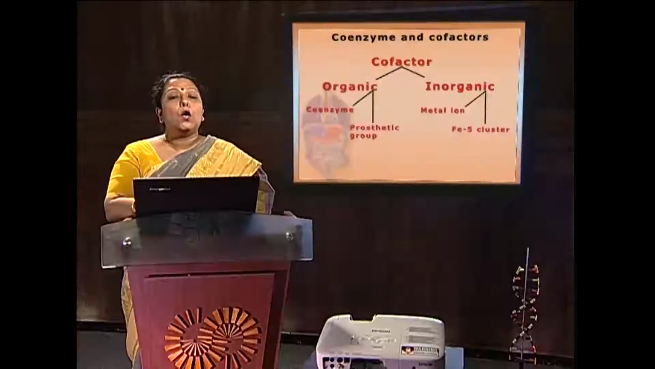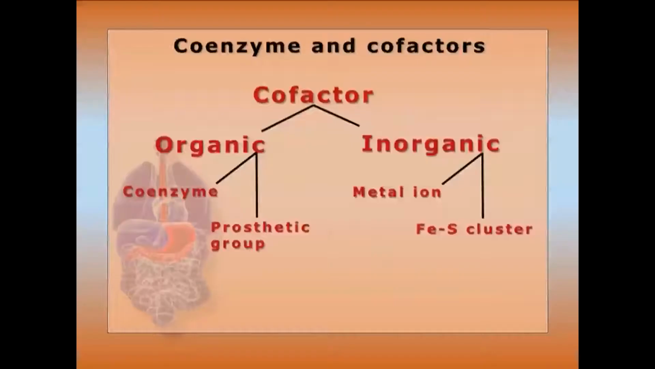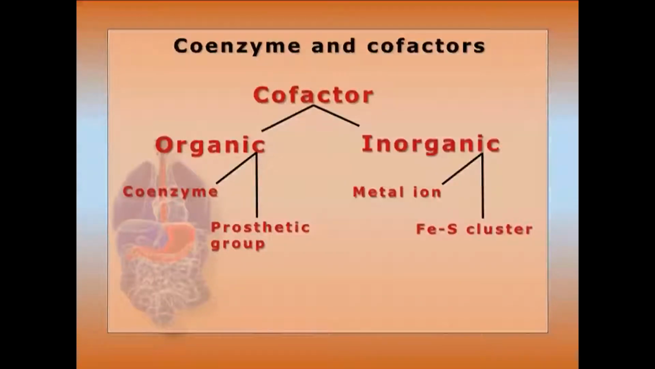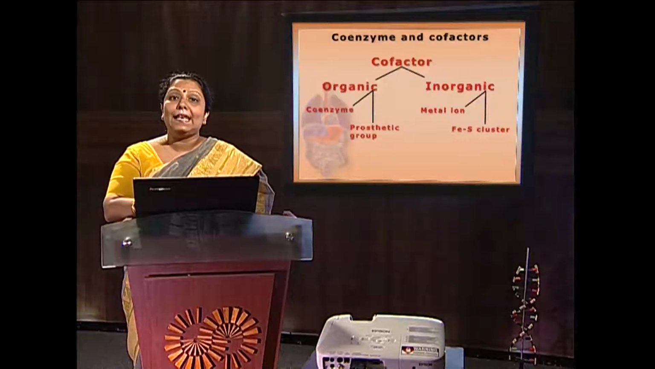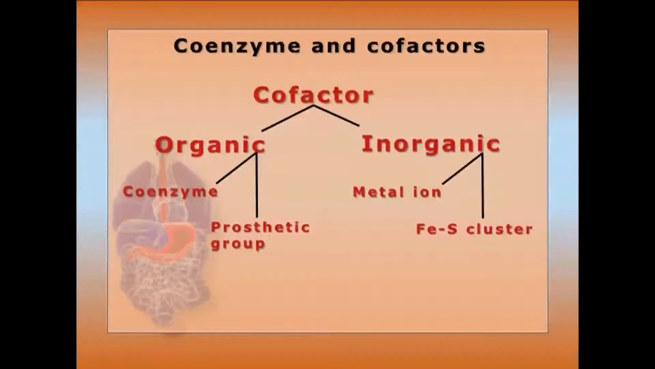Coenzymes and cofactors. Cofactors are non-protein, small molecular weight compounds or ions that help in catalysis. So, they are co-catalysts. They may act as bridging molecules, they can stabilize the enzyme-substrate complex, or they can help in charge transfer as well. They may be organic or inorganic. Organic may be coenzyme or prosthetic group. If it is tightly bound, it is called a prosthetic group, like thiamine pyrophosphate in pyruvate decarboxylase. But if it is loosely bound, it is called a coenzyme, like thiamine pyrophosphate in pyruvate dehydrogenase. Inorganic includes metal ions as well as iron-sulfur clusters.